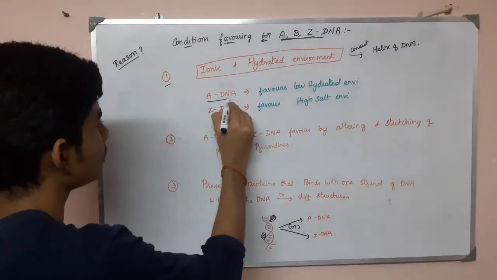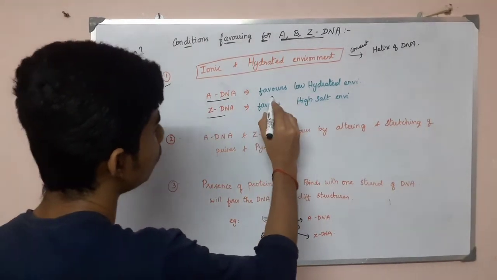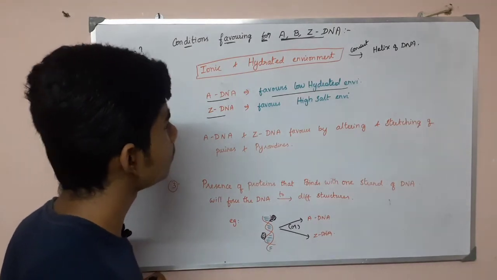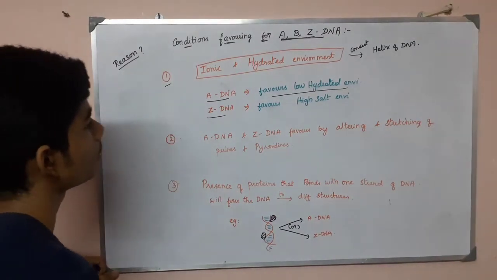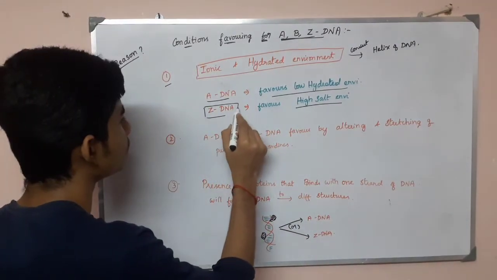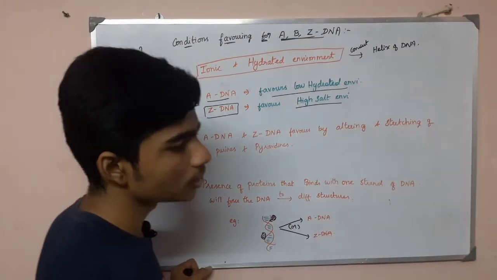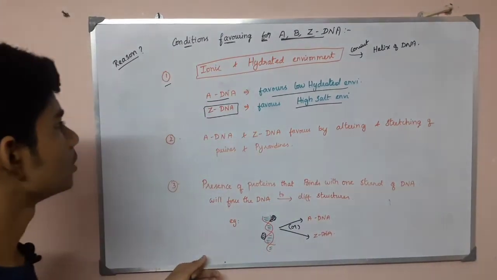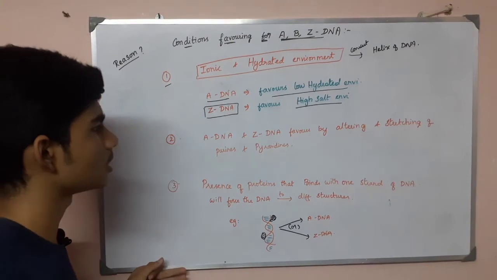A-DNA favors a low hydrated environment. In a low hydrated environment in the cell, the DNA will form into A-DNA. In a high salt environment the DNA will be Z-DNA. If a cell contains a high salt environment, the DNA should be Z-DNA. So it forms into Z-DNA.